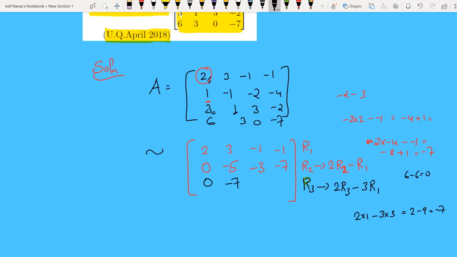Next, here 3. 3 into 2, 6. 6 minus 3. Is it 9? Yes, sir. Okay, then tell me what is here. Minus 1. Minus 1. Correct, right? Minus 1. Okay.